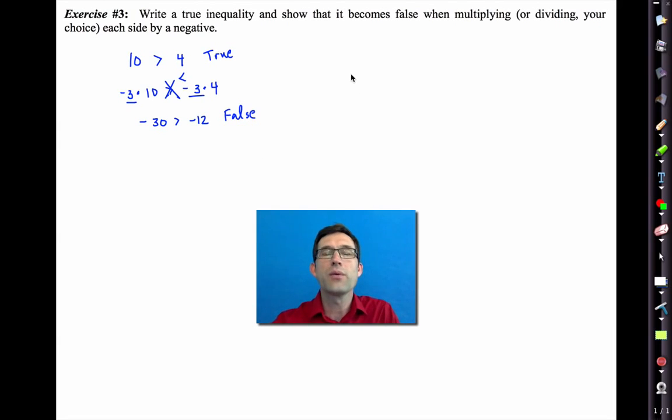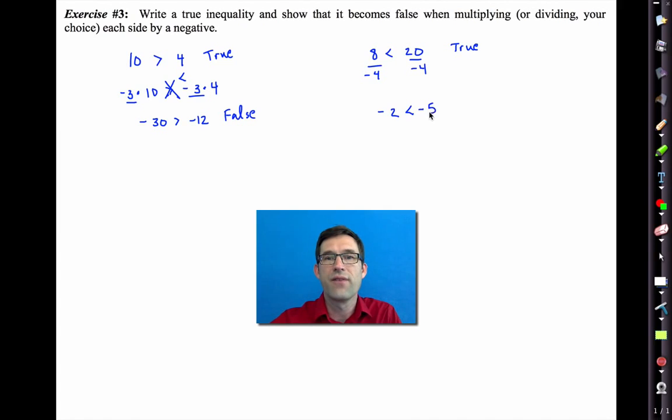All right, let me show you one with division. Let's go with this. Let's start with 8 is less than 20. And let me now divide, right, so that's definitely true. Let me divide both sides by negative 4, and I'd get negative 2 is less than negative 5, and that's now false, right? So really, as soon as I divide by that negative 4, I want to switch that into a greater than. It even works with negatives and positives.